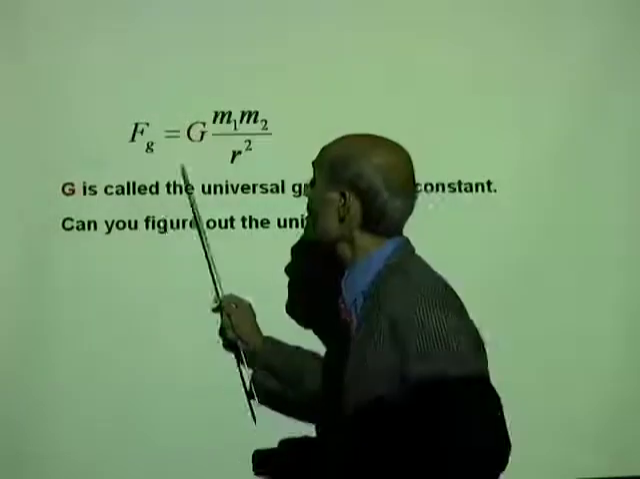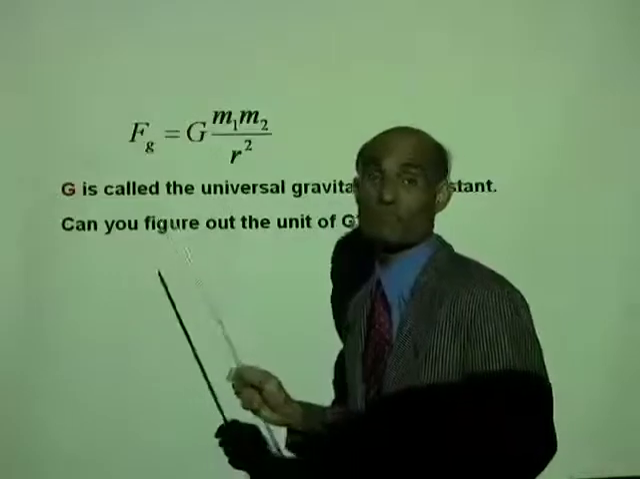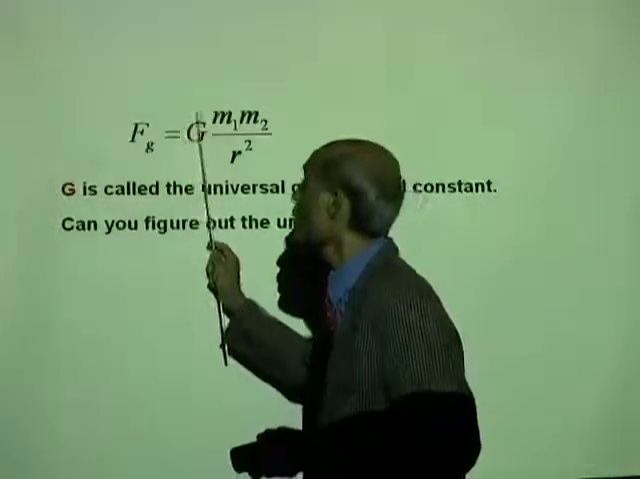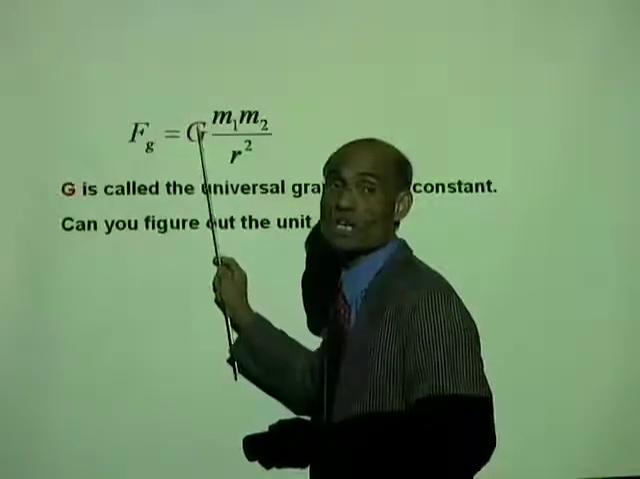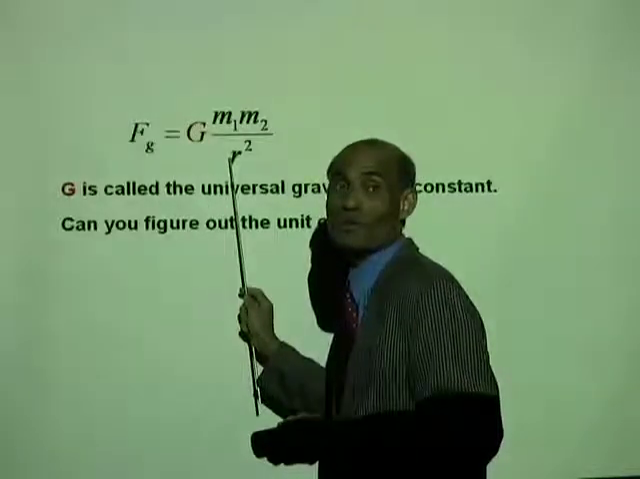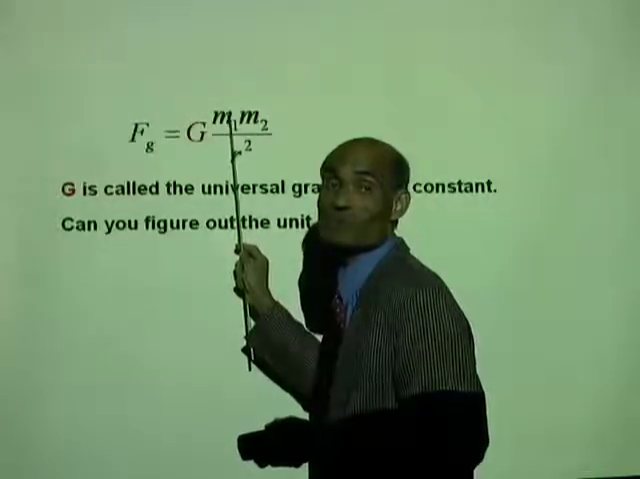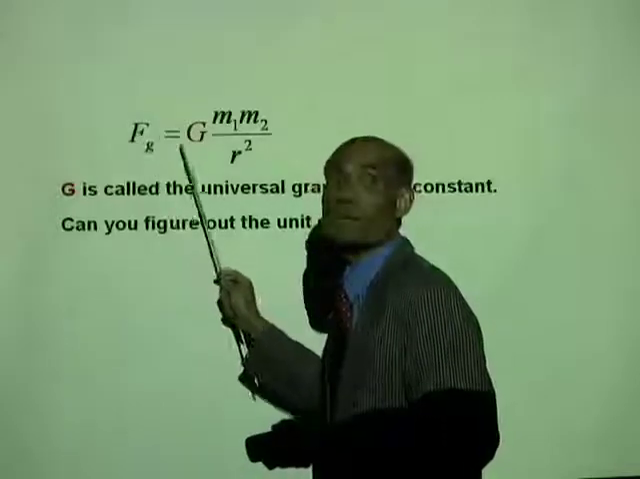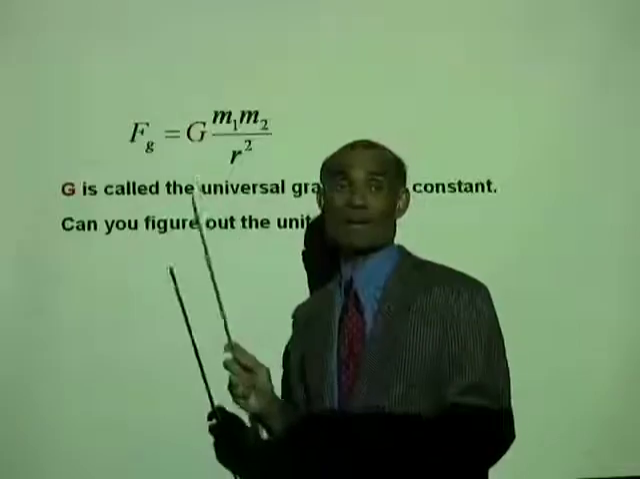Now, can you tell me what is the unit for measuring G? To figure out the unit, all you need to do is solve for G. Look at this, I'm going to solve for G. G equals F multiplied by r squared divided by m1 times m2. And so what will be the unit of G? It will be Newton meter squared per kilogram squared.